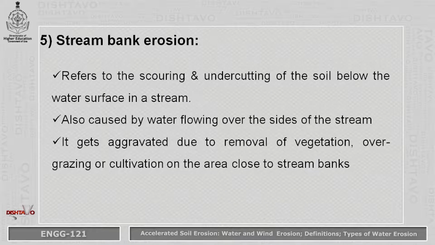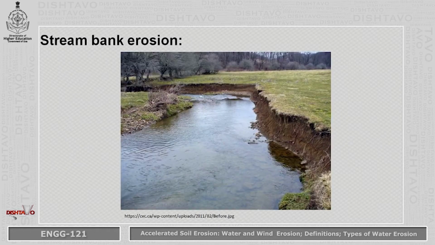The last type of water erosion is stream bank erosion. This refers to the scouring and undercutting of the soil below the water surface in a stream, also caused by water flowing over the sides of the stream. It gets aggravated due to the removal of vegetation, overgrazing or cultivation on the area close to the stream bank. As shown in this photograph, stream bank erosion happens.